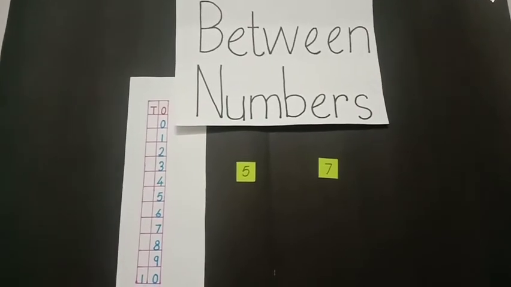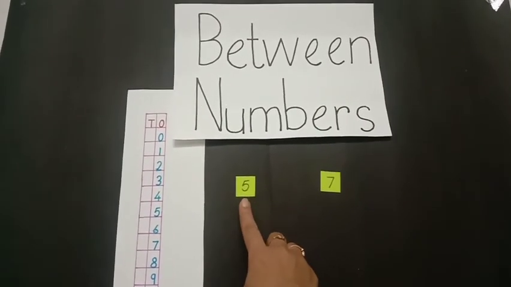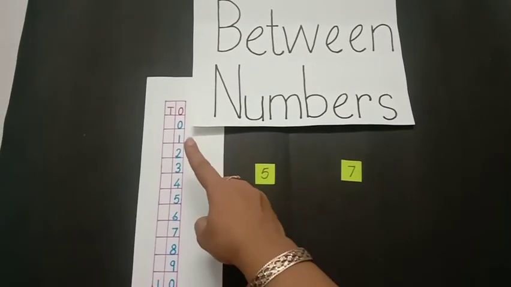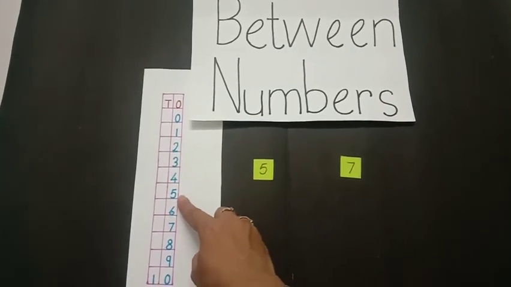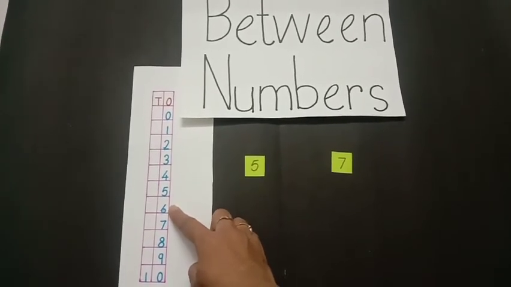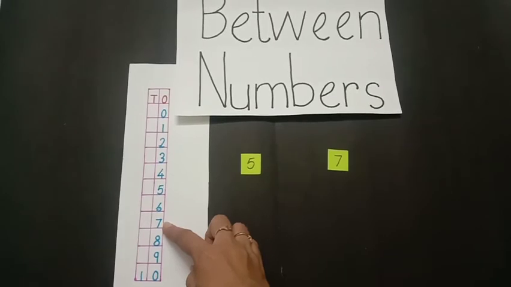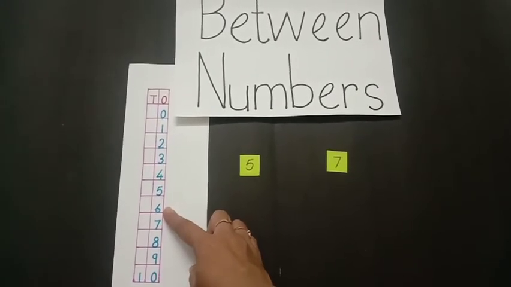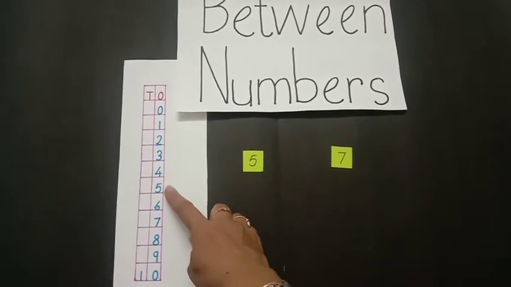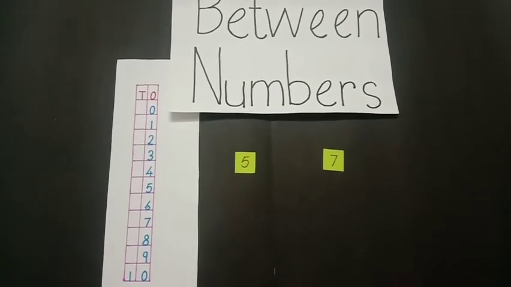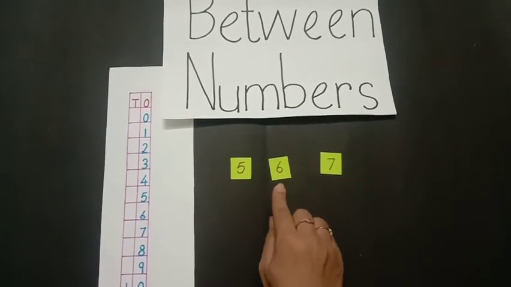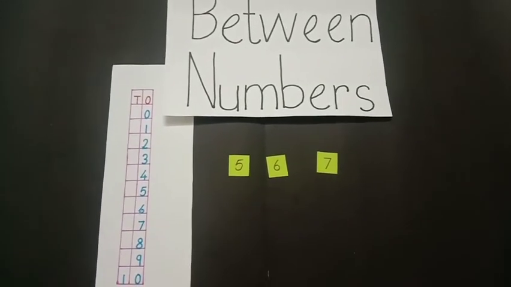Now kids, tell me which numbers are these? Number 5 and number 7. So where is number 5? Yes, this is number 5. Which number is written after number 5? 6. And which number is written before number 7? Yes, that is number 6. So number 6 comes between number 5 and 7. So I will take number 6 flashcard and put it in between 5 and 7.